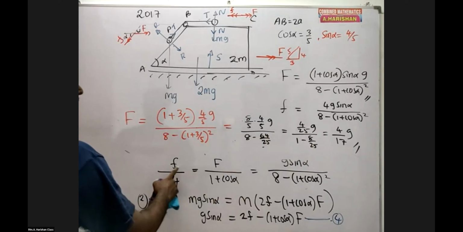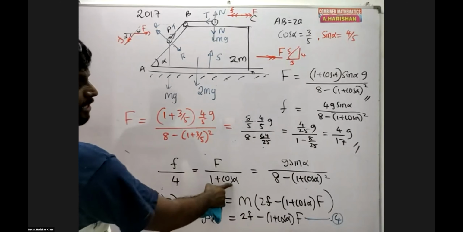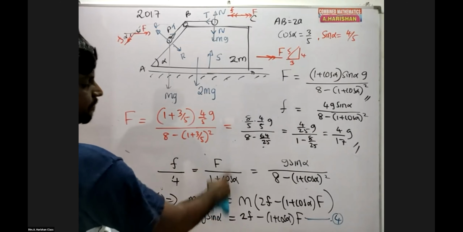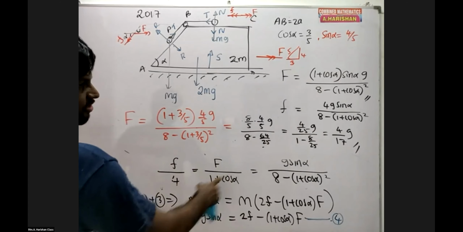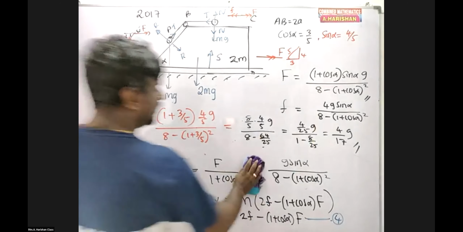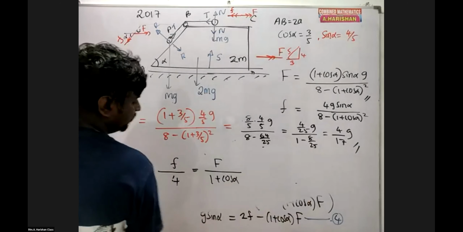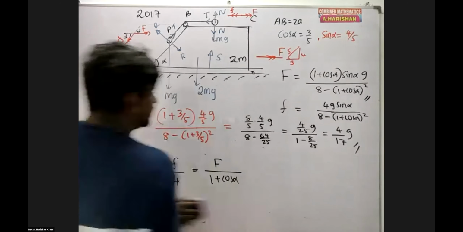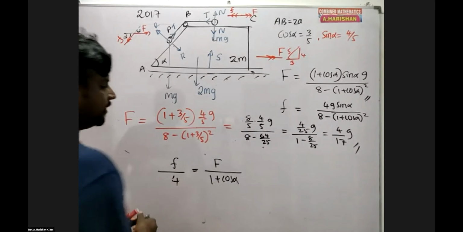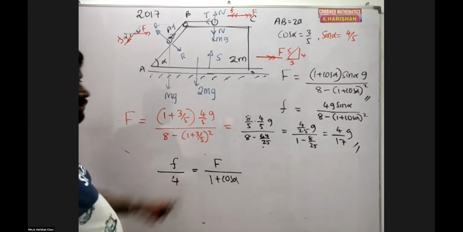So we can use simple f is 4 capital F by 1 plus cos alpha. You can use that relationship, or you can substitute there. That's up to you. Okay. So I think it's better to use this one. Simple f is 4 capital F over 1 plus cos alpha. So I can do this one, right?